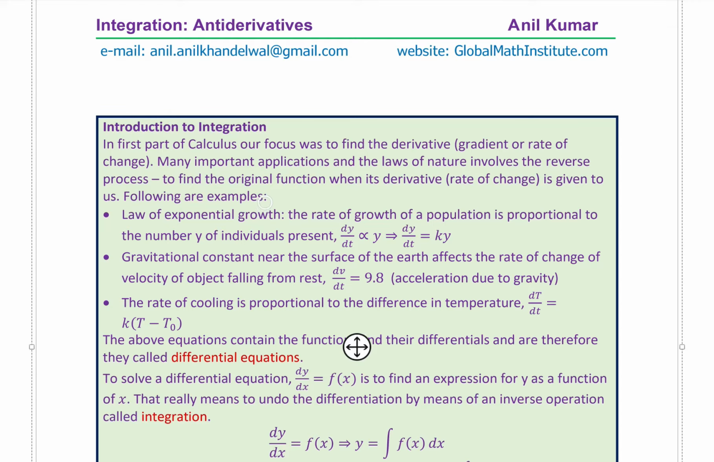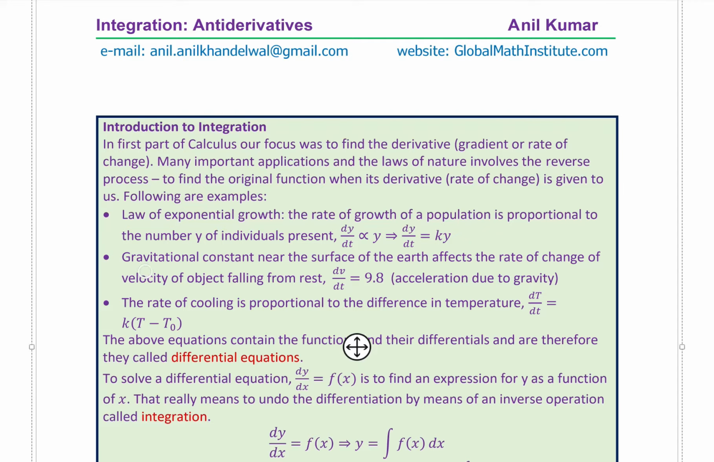Following are the examples. Law of exponential growth: the rate of growth of population is proportional to the number y of individuals present. So the rate of growth is dy/dt. It is proportional to y. You could write this as dy/dt equals k times y, a constant times y. As you can see, it's a very common scenario. In the law of exponential growth, we are given the rate of growth and we need to find the individual numbers, right? So it's a reverse process.